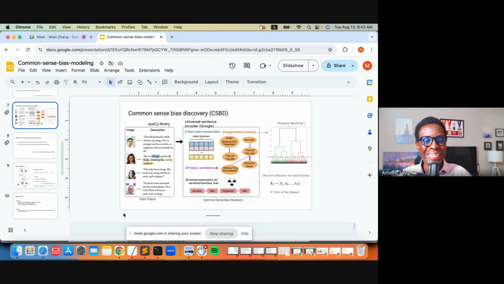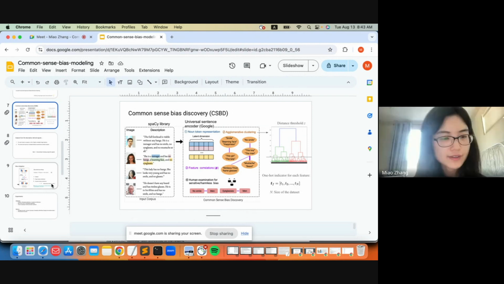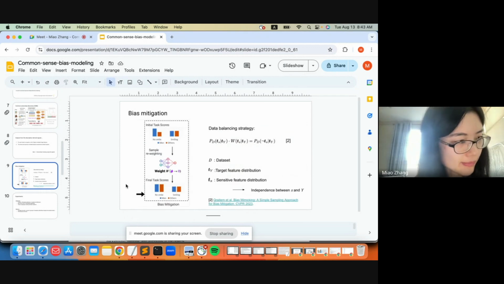I will say that the sampling approach to reweigh the samples for the purpose of mitigating bias was actually very interesting to me. Very simple, very intuitive, but also very interesting. So I'm just curious, how exactly did they come up with that technique? If Miao could just answer. Sorry, do you mind repeating it?